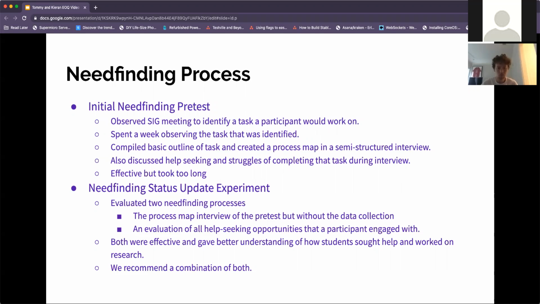Spending an entire week on a single participant was really risky, especially if we were unsure whether we would get good data from that. And so we then tried to reevaluate our need finding through a status update.